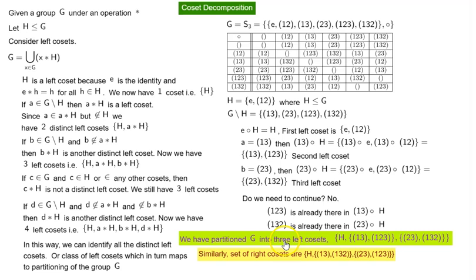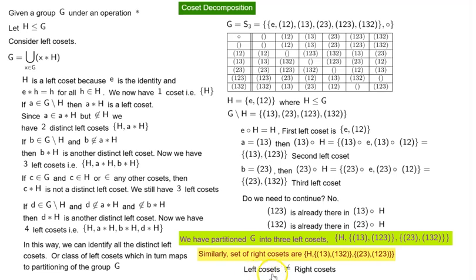Similarly, the set of right cosets is H comma 1 3 comma 1 3 2 comma 2 3 comma 1 2 3. So just to make sure you are clear about this, this is a set of sets. The overall set is the set of left cosets, and each one of these is a particular coset.